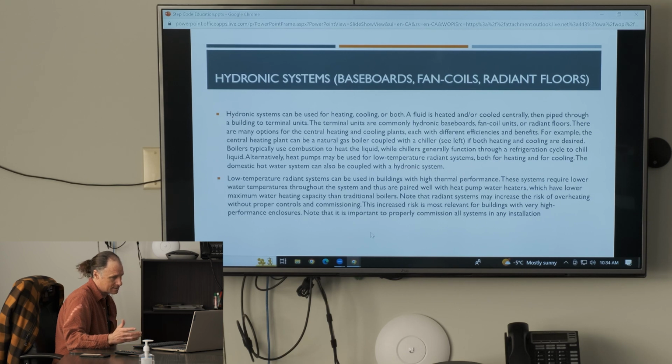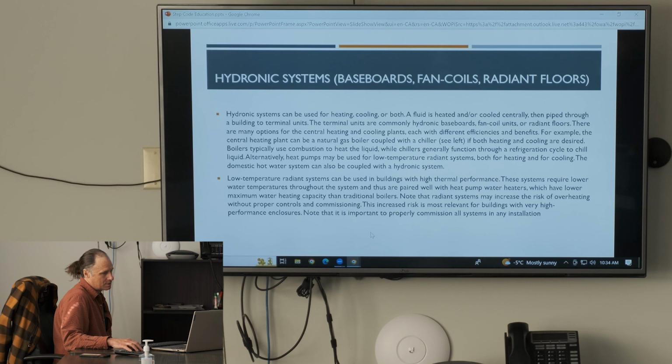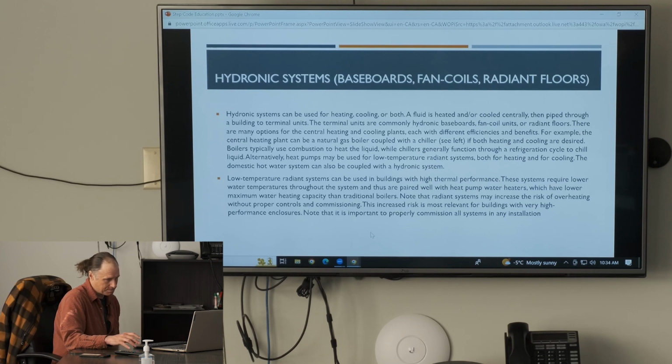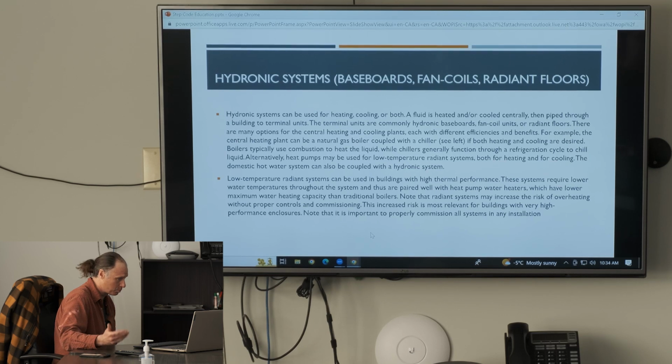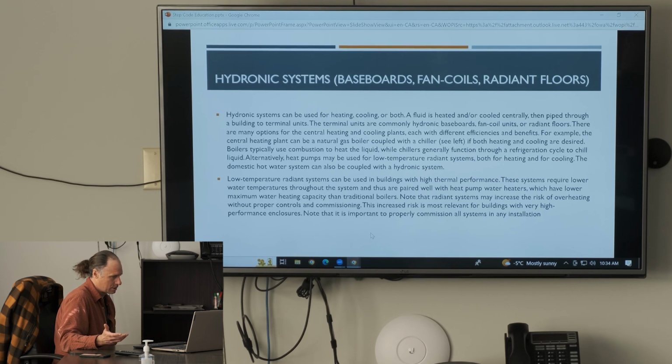So hydronic systems, they can be used for heating, cooling, or both. A fluid is heated and or cooled centrally, then piped through a building to terminal units. The terminal units are commonly hydronic baseboards, fan coil units, or radiant floors. There are many options for the central heating and cooling plants, each with different efficiencies and benefits. For example, the central heating plant can be a natural gas boiler coupled with a chiller.